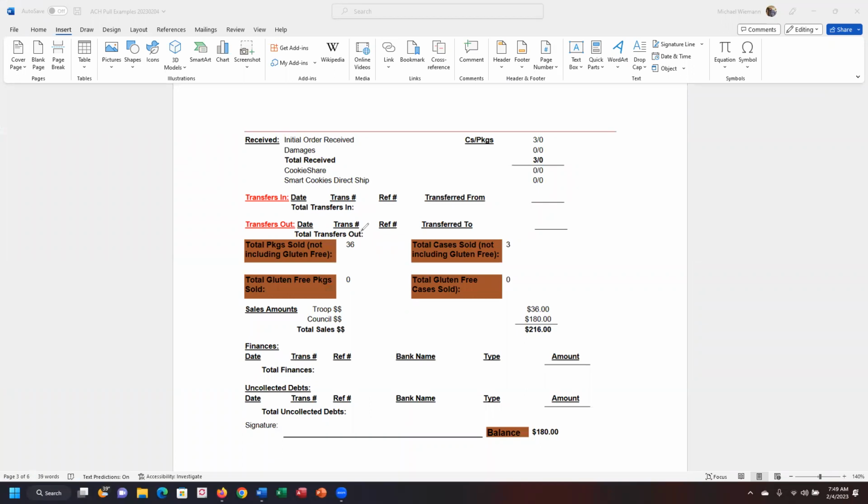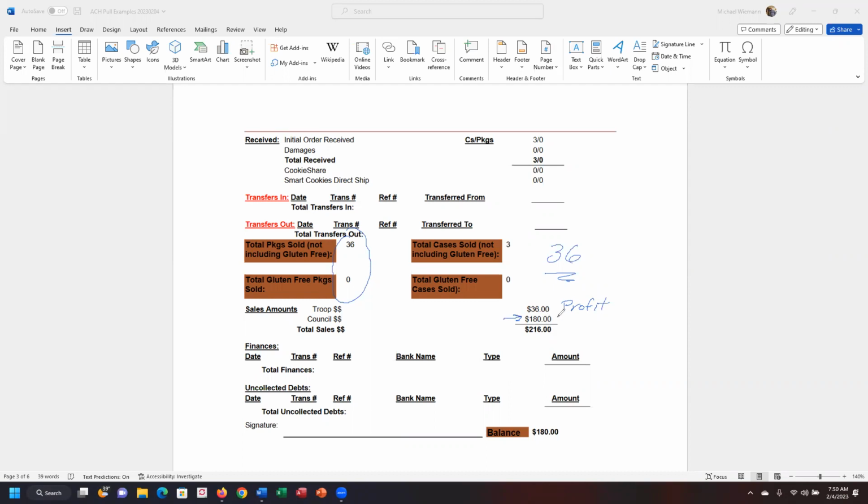On this first one, this particular troop sold 3 cases. You'll notice that Smart Cookies will automatically calculate how many packages in total. If you look at the sum of those values, this troop sold a total of 36 packages, or 3 cases. So how that breaks down is the troop earns $1 per package. So the $36 is the profit on that particular troop. The total that council is going to collect is $180.